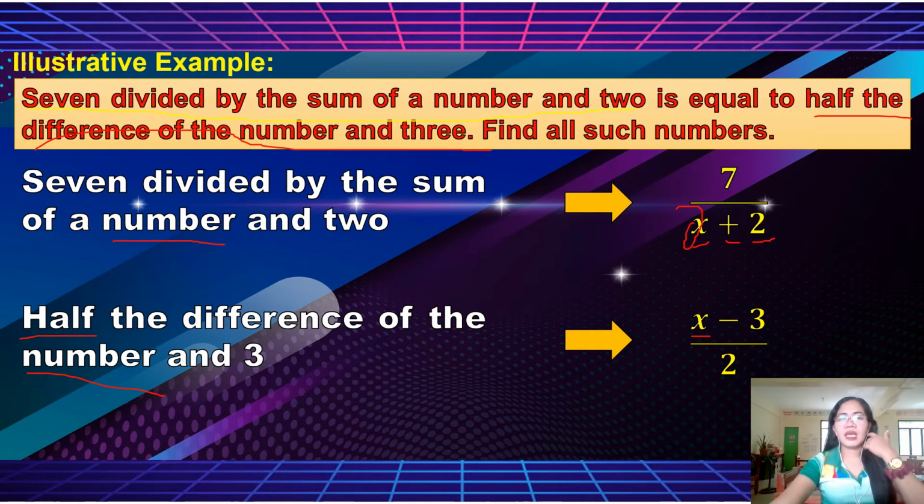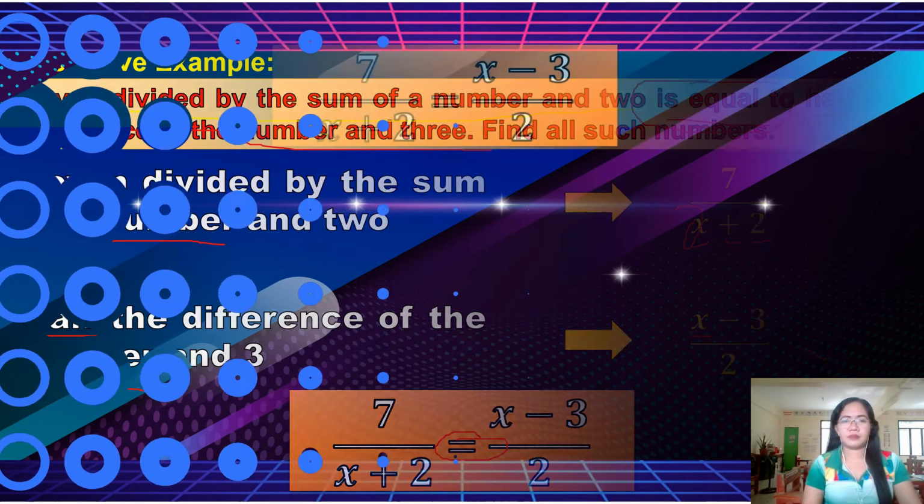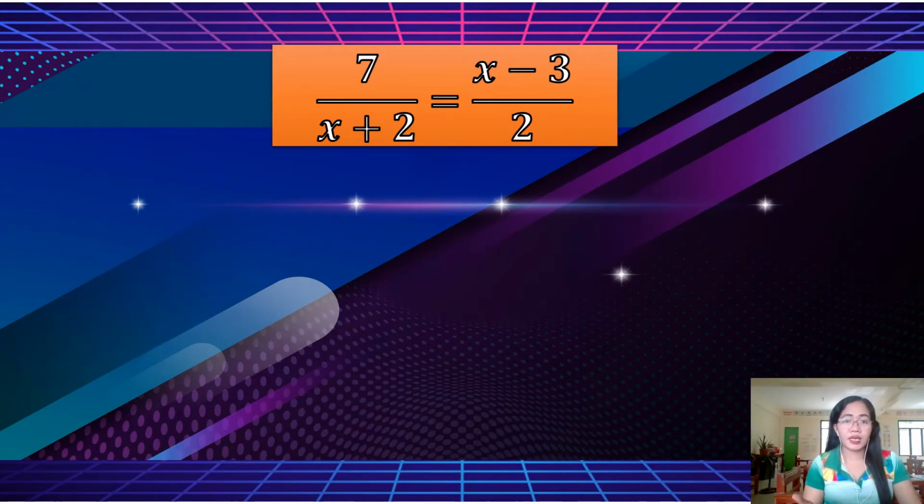Now next, it is stated in our problem that the two phrases are equal. So in writing the equation, we are going to equate the two phrases, the two mathematical sentences. We just put an equal sign because it is stated here that they are equal. Okay, next. All right, here's the equation we made from the problem.